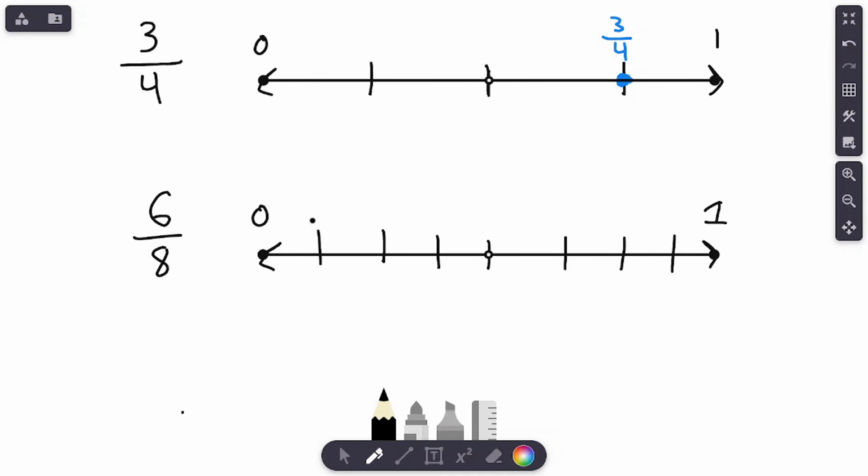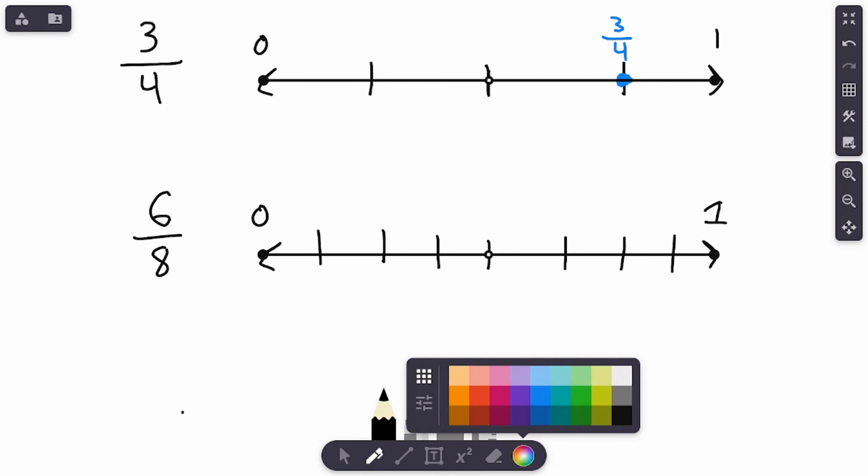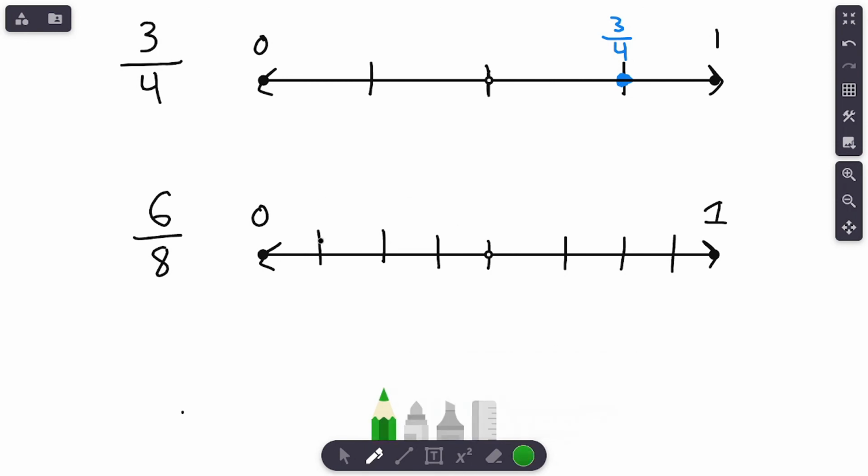There we go. 1, 2, 3, 4, 5, 6, 7. All right, not bad. So our numerator is 6, so that's where we need to go. So we go 1, 2, 3, 4, 5, 6. Here we go. This gives us 6/8.